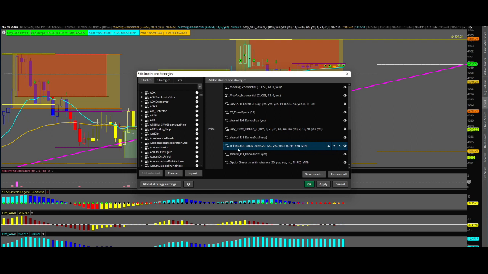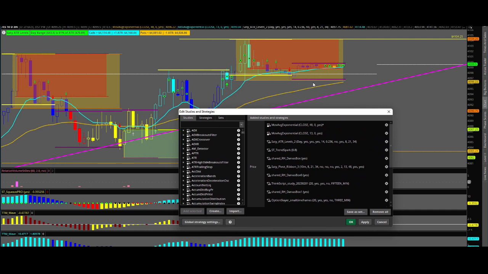I do have the 2 PAM studies. So this is the PAM indicator with the 15, which is what you see right here. So that's your stop loss on a put, and this is your entry line. And then I have the 3-minute, which you also see right here. That is your stop loss, that is your entry line.